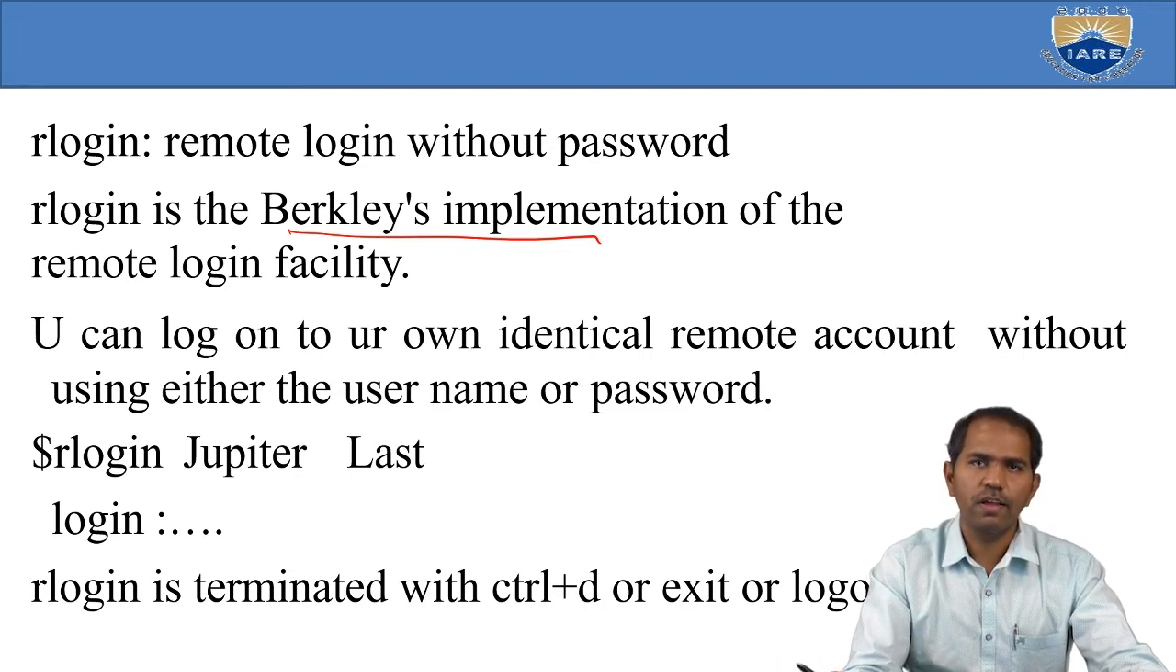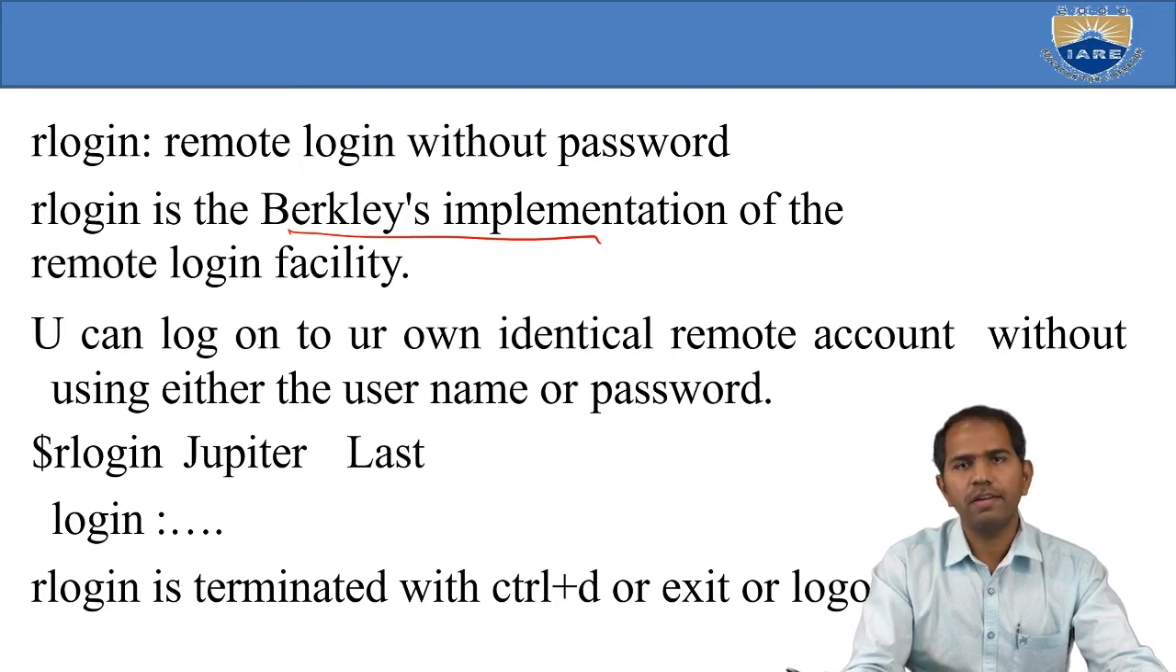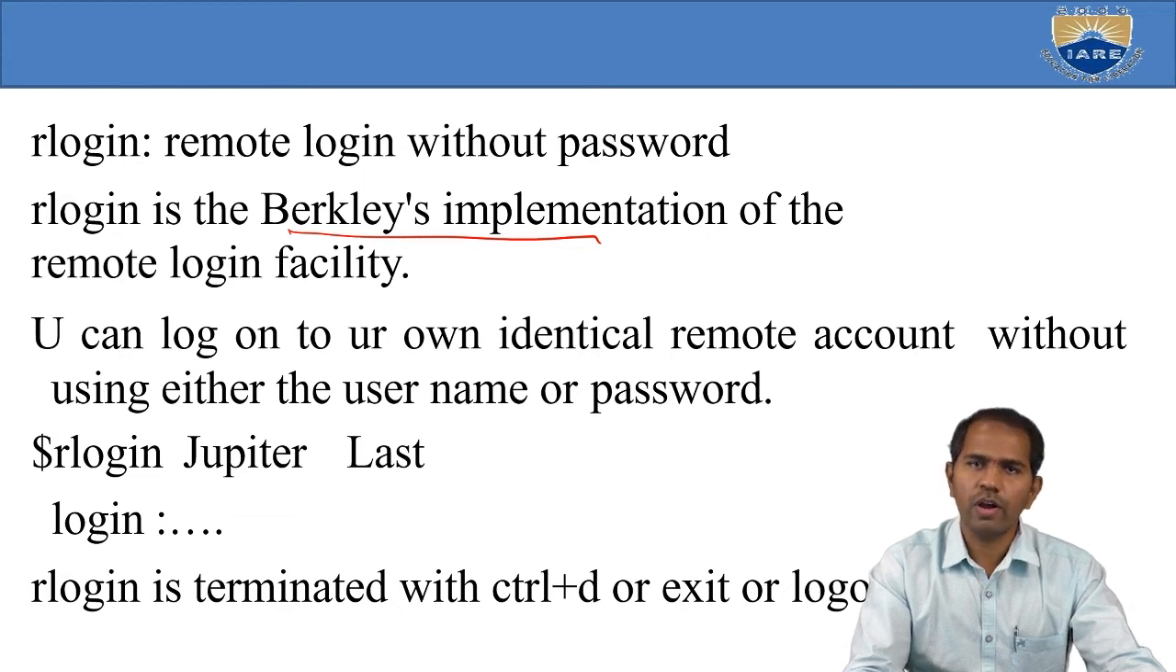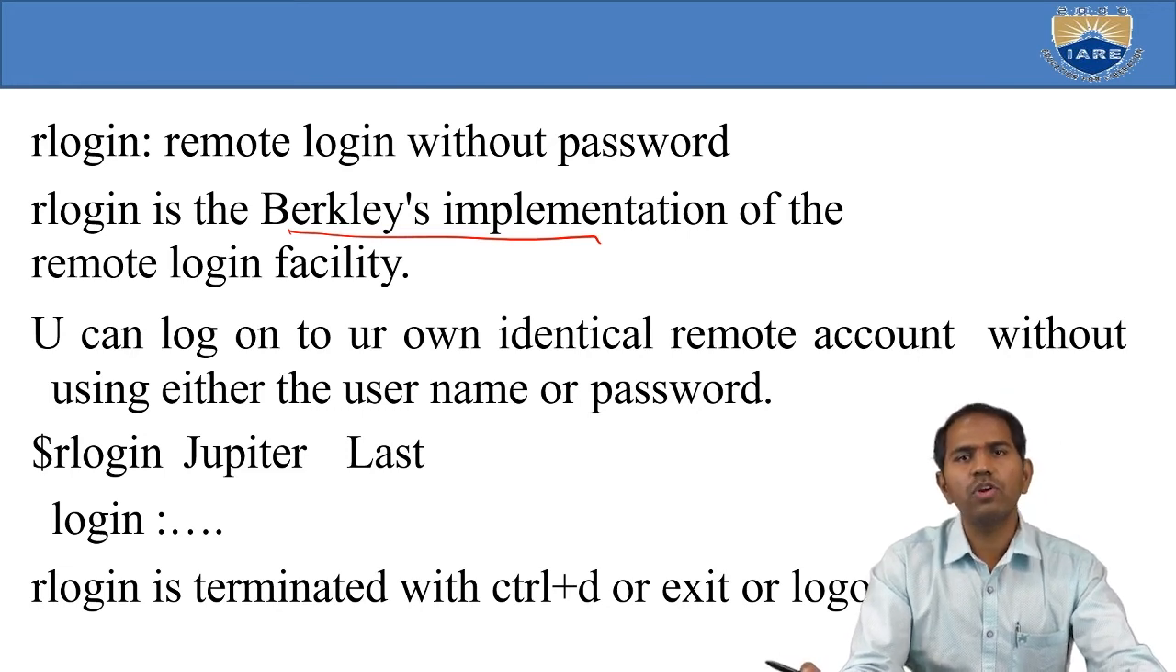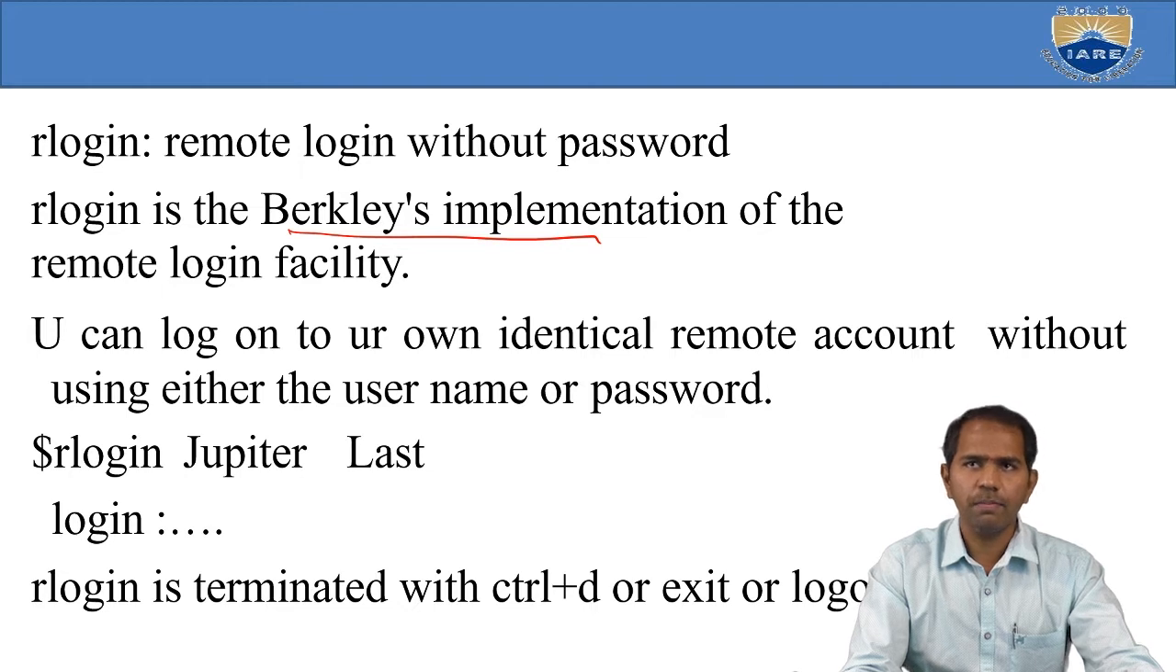But the previous one, it works through two arguments. The first argument is a host name and the second argument is an IP address. Through that we connect to our remote system. But rlogin is one of the commands we use to connect to a remote login system without a password. That is the important thing. Rlogin is an implementation from Berkeley, the scientist's name. He implemented rlogin.